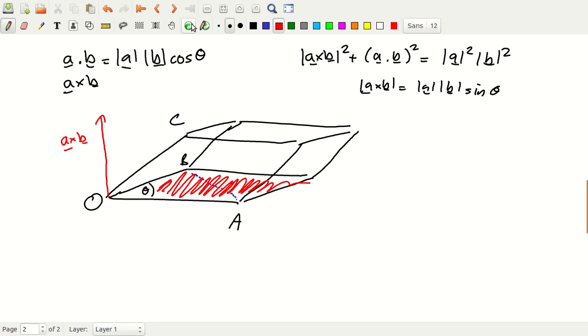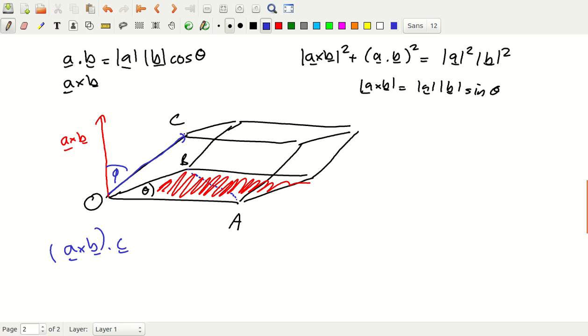Okay, so what about the scalar triple product? Well, the scalar triple product is where you do A cross B and you dot it with C. So what that's doing is it's taking the magnitude of the red vector times the magnitude of C times cosine of the angle between them, which I guess we'll call phi.